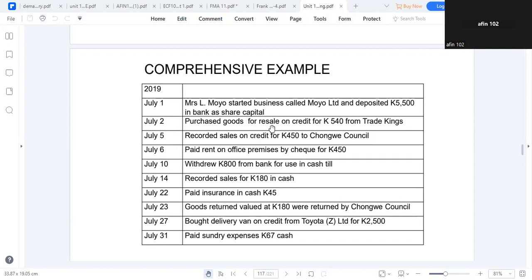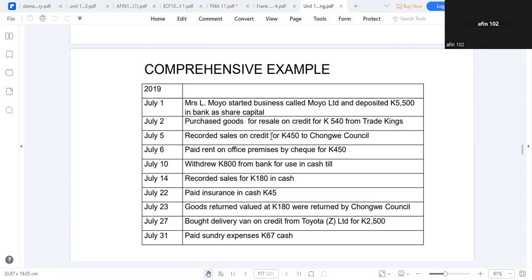Okay. July number 2. Can somebody identify the 2 elements that are here? Purchased goods for resale on credit for 540 from Trade Kings. What 2 elements are we able to identify? There's purchases and Trade Kings. Purchases, yes, and what? Trade Kings, correct. So we know that purchases are always debit. Who is Trade Kings to us? The creditor. Correct, creditor.